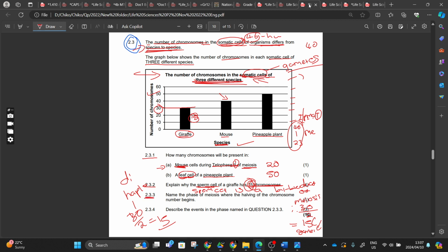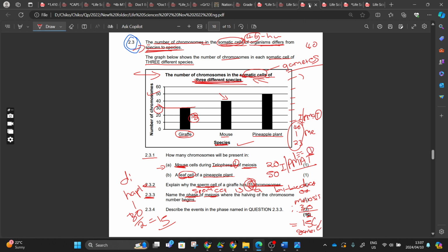So let's move on to 2.3.3. Name the phase of meiosis where the halving of the chromosome number begins. Name the phase of meiosis. You know, right? We also have our PMAT. You start with meiosis 1, then meiosis 2. We start with prophase, metaphase, anaphase, telophase, and we say prophase, metaphase is the equator, anaphase is the side, right? And then telophase, divide, right?